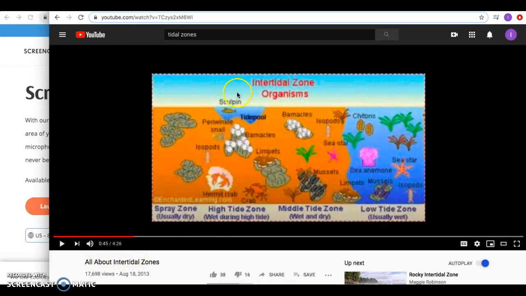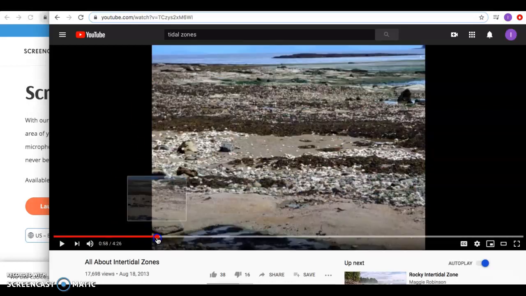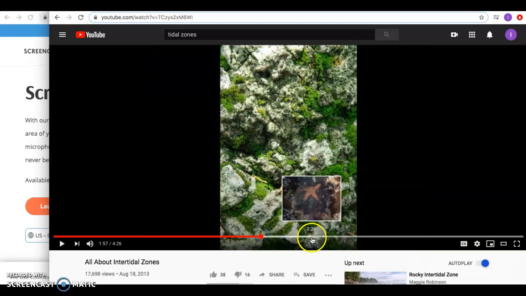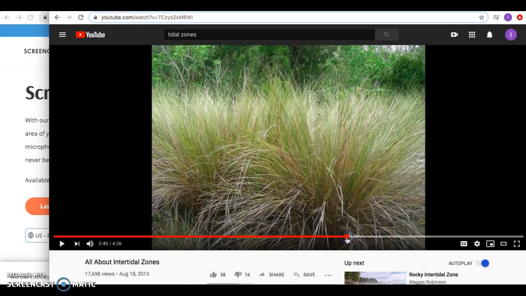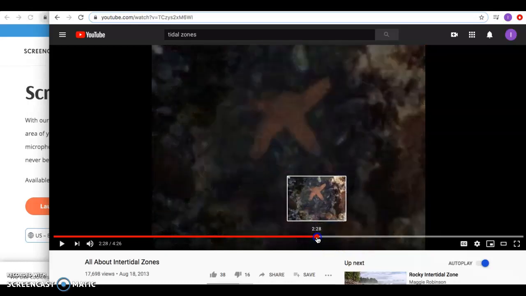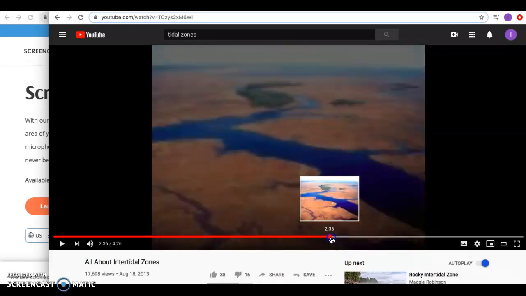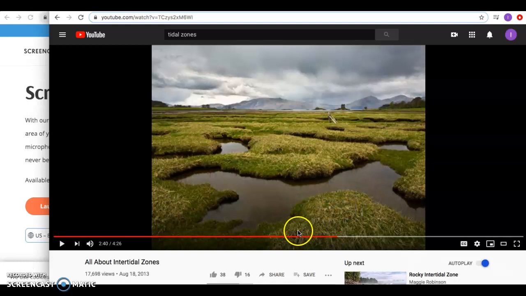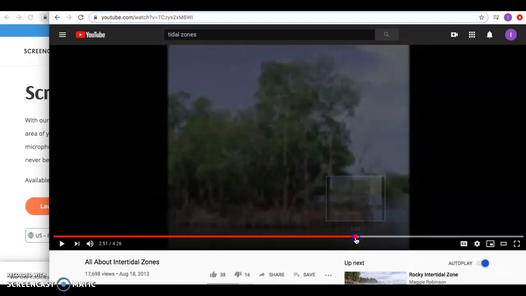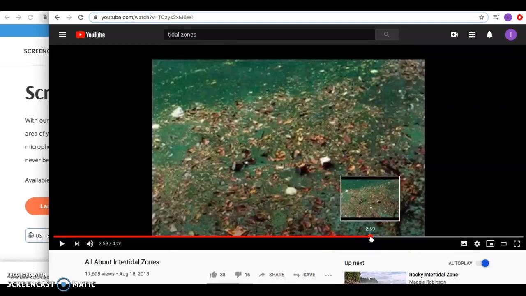And this video talks about what sorts of animals live in these intertidal zones, what certain ones of these zones look like. Now, here's a sea star. And then she talks about things like different areas where tides pull and go into.